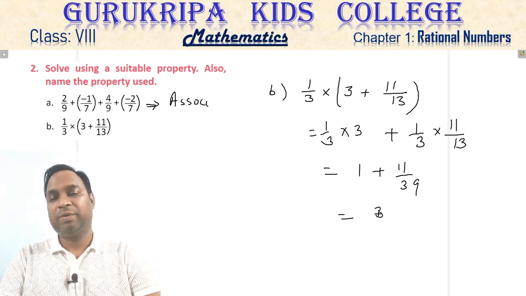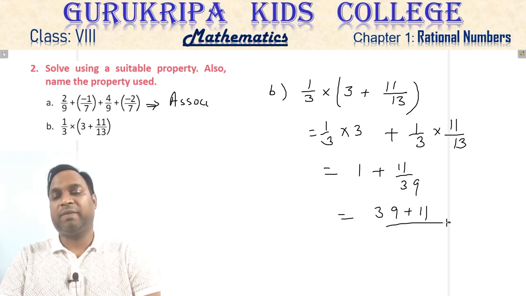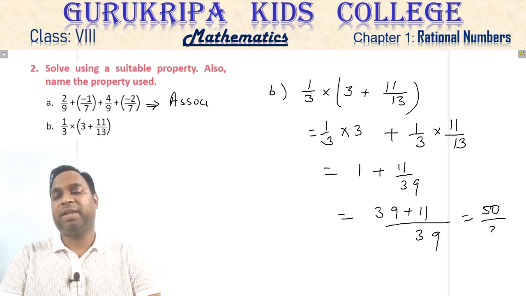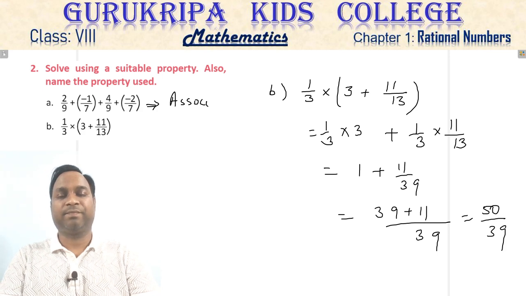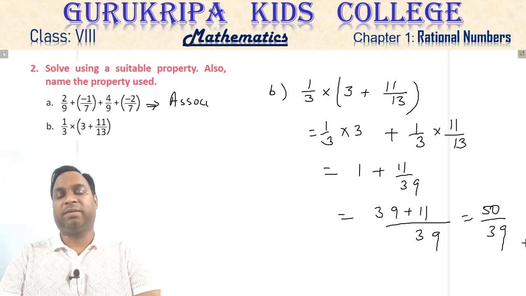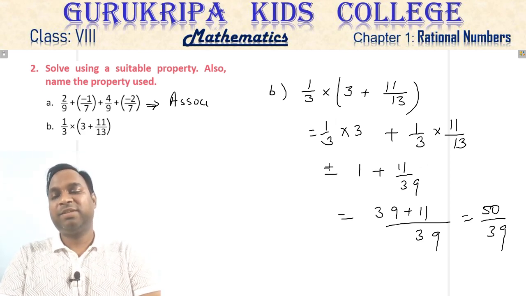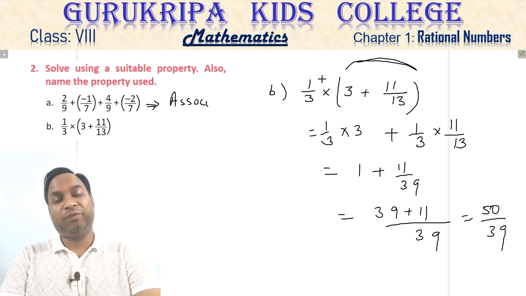And what do you get now? 39 plus 11 divided by 39. That is equal to 50 divided by 39. Is that okay? You can solve it by any different method also, but this method will be simpler. You can also add up this first and then multiply it by 1 by 3. But the question is about using a property. So you can use this property now.